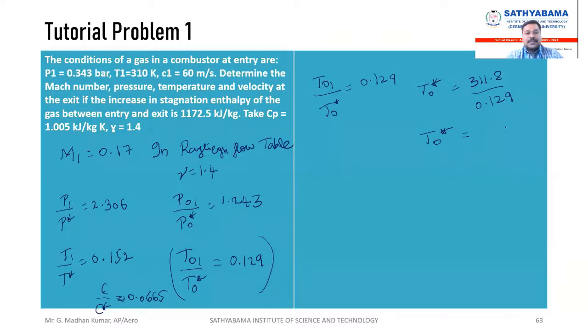Yeah, is it correct? 2417.05. 2417.05 Kelvin. Okay, so this is your T naught star value. Now, what you have to find? I'm going to find T naught 2 by T naught star. This is your T naught 2.